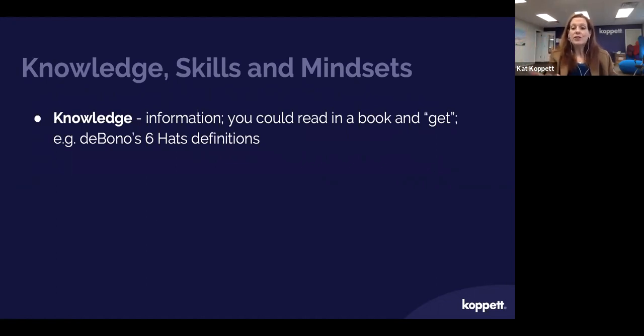Anyway, that's knowledge. You can click on the link that Sloan shared, and then you know what those are. It doesn't mean you can necessarily be great at thinking in all of those different styles, but you now know what De Bono's 6 hats are, and you can impress people by rattling them off if you spent a few minutes memorizing them.